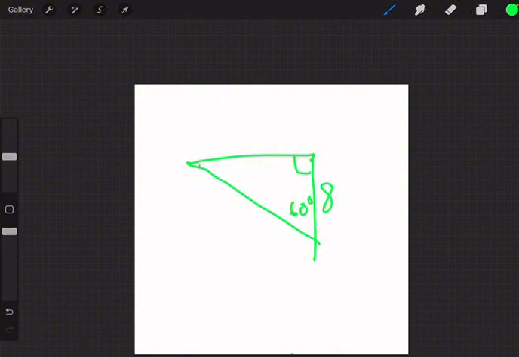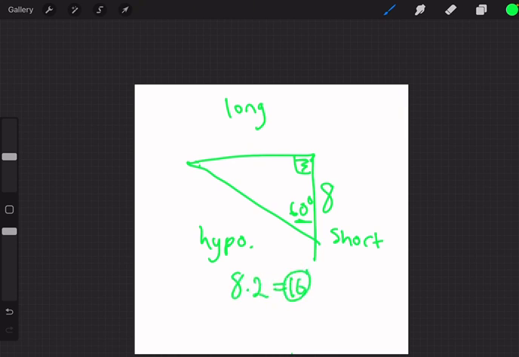Okay, so we know that this square means 90 degrees, so this side is going to be our hypotenuse. This 60 degrees means this side is going to be our long leg, and by association, this number 8 is going to be our short leg. Since we already have the short leg, let's start out by finding the hypotenuse. To find the hypotenuse from our short leg, all you need to do is multiply it times 2. So, let's do 8 times 2, which is 16. So, our hypotenuse is going to be 16.